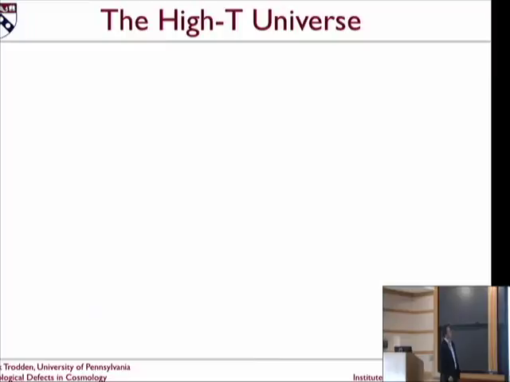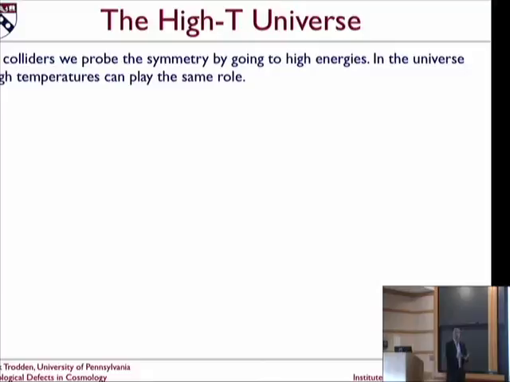I talked about what people do in colliders when they go and try to probe these particle theories. So what is it that they're actually doing? Well, in colliders, you probe the symmetry by going to high energies. You pump enough energy into the particles that you start to understand the way the theory can behave in its symmetric phase. In the universe, it turns out that high temperatures can play exactly the same role.